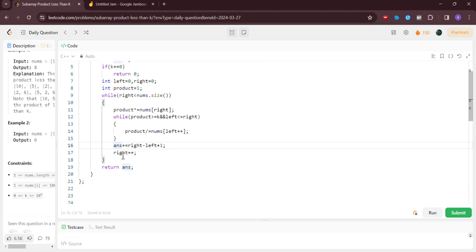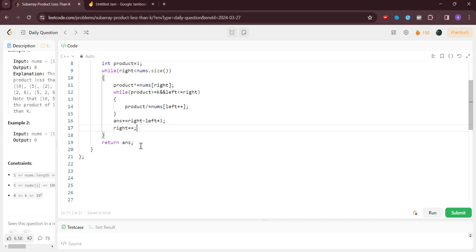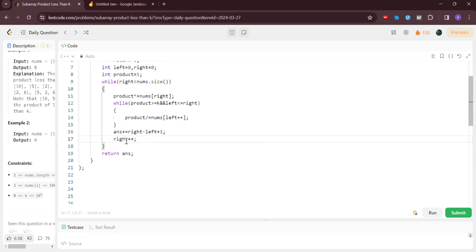Now let's say we have left and right. We need all the subarrays which we can build by considering the right as our end, and the starting pointer can be from left till right. So it is going to be right minus left plus 1. These are my different subarrays which we can build, which end at right and can start from left. And at each time we are going to increment the right so that we move to the next iteration. After doing everything, we are going to return the answer which we got.